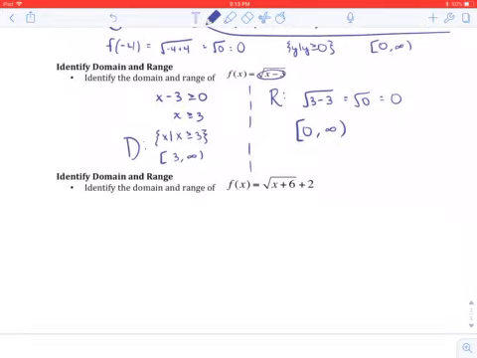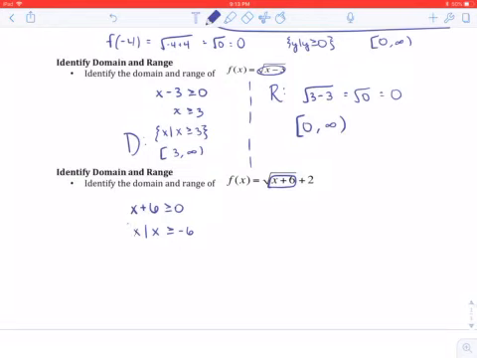Now, let's take a look at a little more interesting one. Notice this one has a lot of pluses and minuses. I still grab what's under the square root. I say whatever's under the square root has to be greater than or equal to 0. It cannot be negative to give me a real number. So there's my domain. I write it in set builder really quickly.